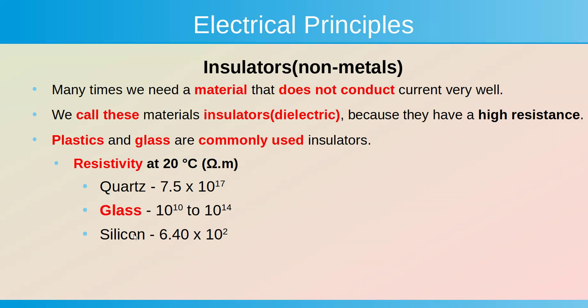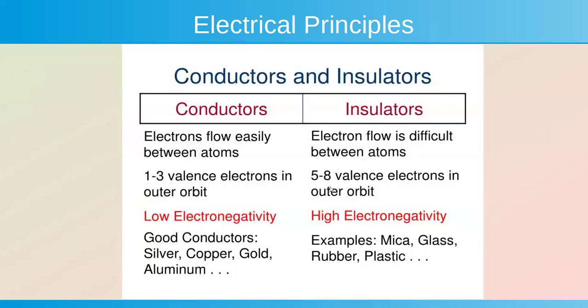Intrinsic silicon, which is pure silicon, is an insulator. And we'll talk about that when we talk about how you make a diode or a transistor. It is sometimes used to insulate underneath resistors and stuff. We use a lot of Mylar on the spacecraft.